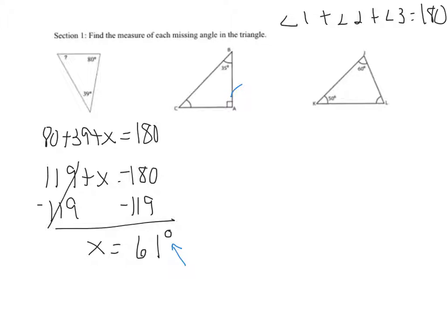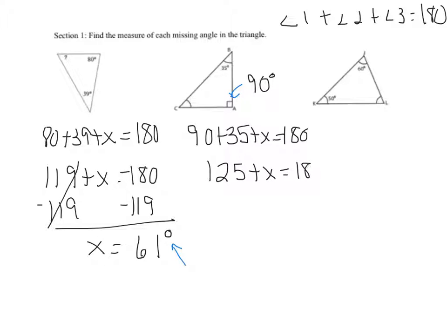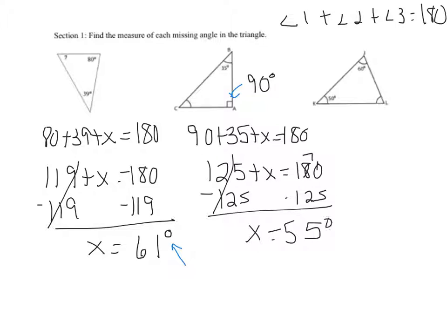So on this next one, we have to remember what this little box means. That little box plays an important role. It means that this is a 90-degree angle. So this equation could be 90 plus 35 plus x equals 180. Once again, if I combine like terms, 90 plus 35 is 125 plus x equals 180. I subtract 125 from both sides. It cancels out. You have x equals 5. You make that a 10. 7 minus 2 is 5, so this is 55 degrees.